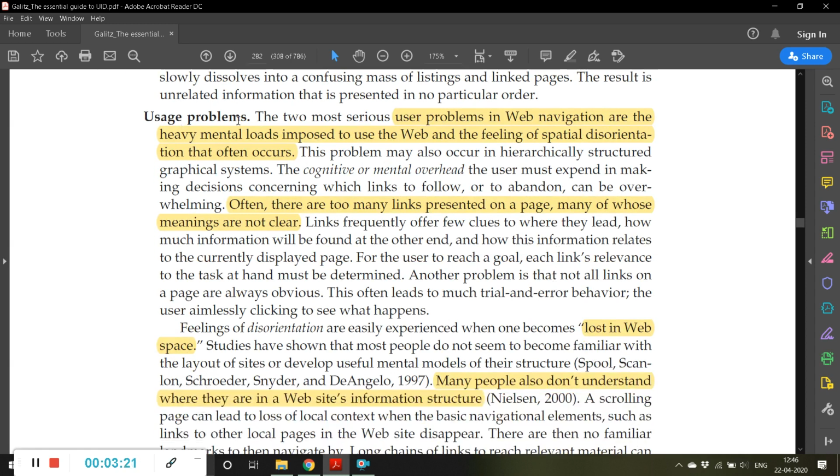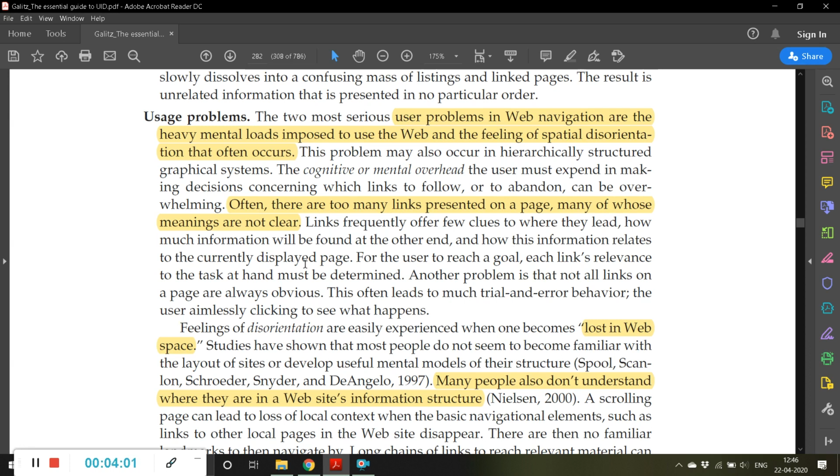Next is usage problems. The two most serious user problems in web navigation are the heavy mental loads imposed to use the web and the feeling of spatial disorientation that often occurs. The first one is that these days, since everything is moving towards web based, users are forced to use web pages. The second one is spatial disorientation, which means he is unable to understand. He is totally disoriented from the system he is using.